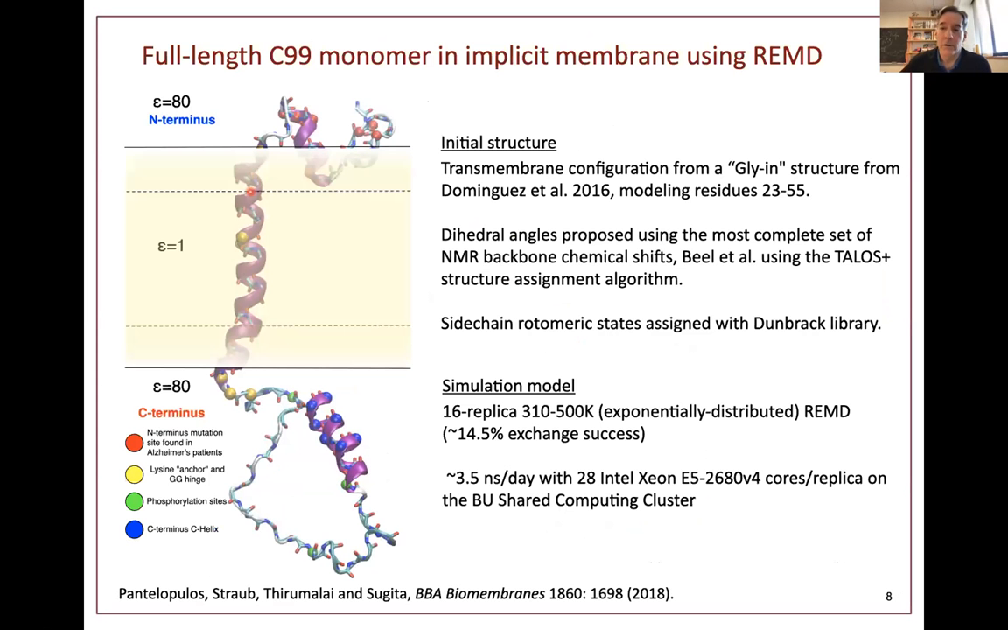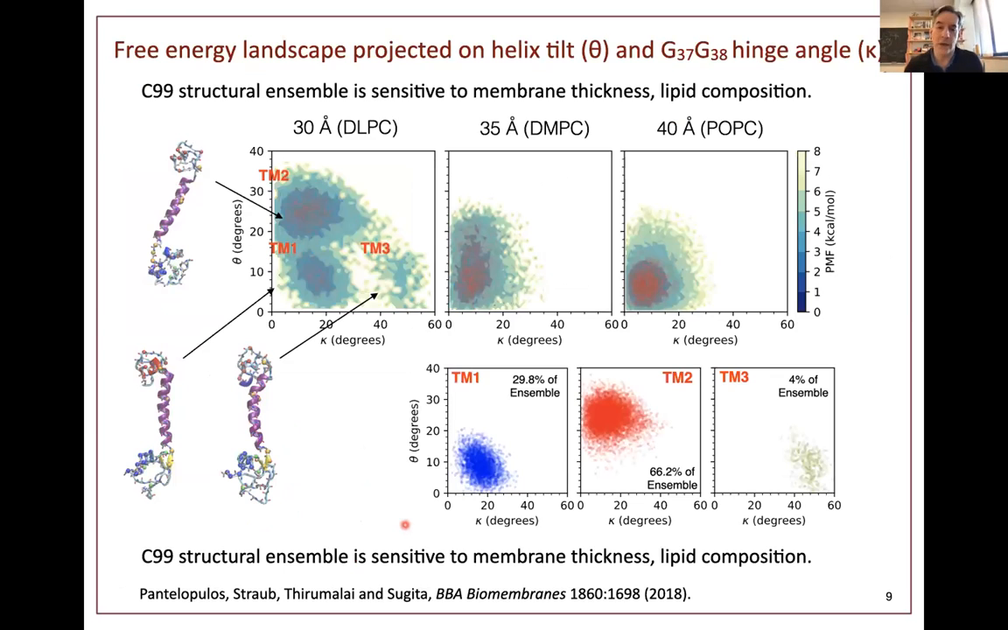So the early work on simulating C99 was done with truncated peptides, in part because those had been used in some of the experimental studies. But George Pantelopoulos, in collaboration with Yuji Sugita's group at Riken in Japan, carried out the first simulations of the full length C99 protein. In that initial work, George used an implicit solvent model of the membrane and replica exchange molecular dynamics in a way that allowed us to see significant sampling of not just the transmembrane region, but particularly the N-terminal and C-terminal regions that are highly disordered and yet can take on what we believe might be important structure.